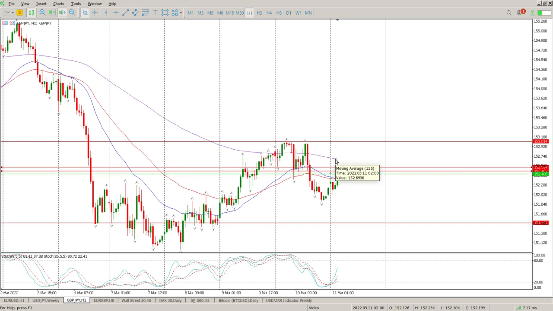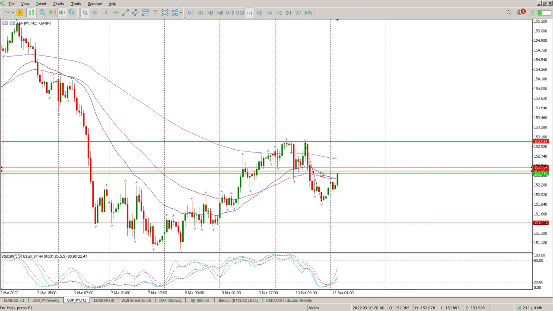So 152.6938, or alternatively 152.534 area. So you're looking for price to pull back into this area, and then you're looking for a second move. That second move is basically this one here.